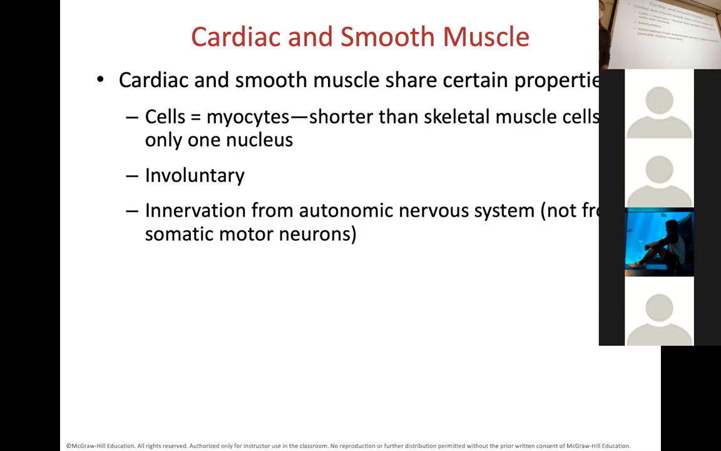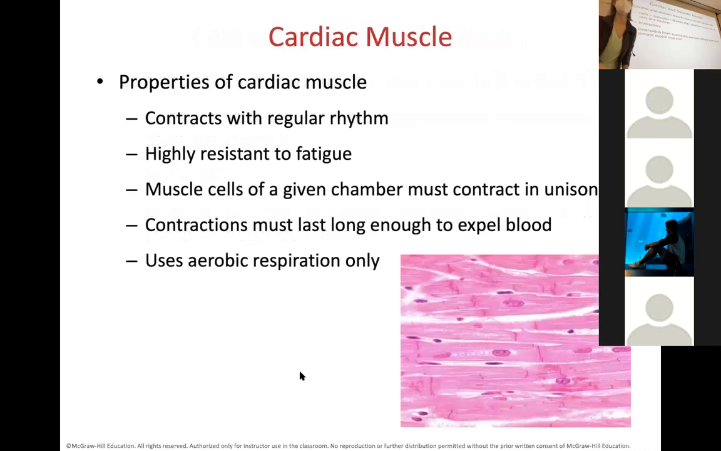Okay, so different innervation, not voluntary, and the cells are different as well. So there's just some main differences. I'm going to talk now about some properties of cardiac muscle tissue that are really important.